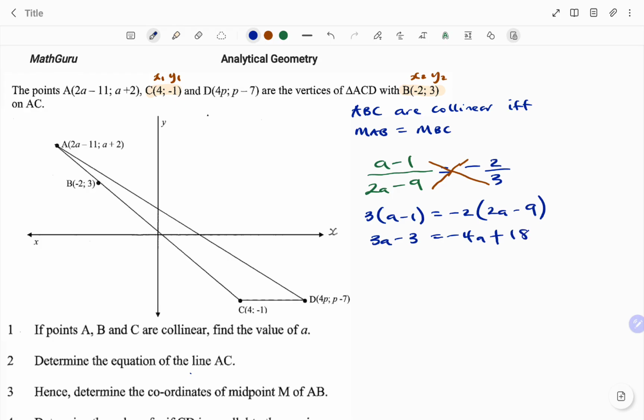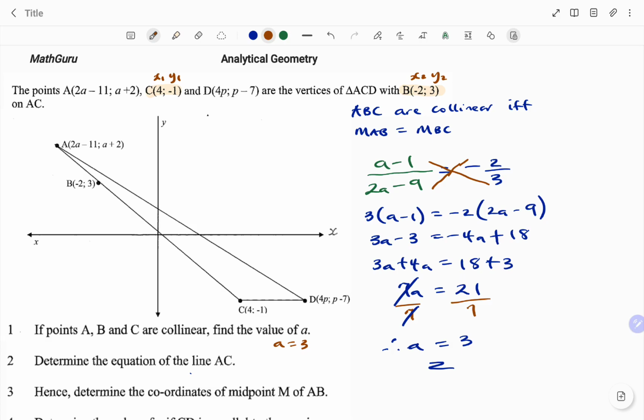And collecting like terms, I have on my left 3a, I move my negative 4a to the left, it becomes positive 4a, equals, then I have 18. If I move my negative 3, it becomes a plus: 7a equals 21. And to find a, I'm going to divide both sides by 7. 7 over 7 is 1. So therefore a equals 3. So for the first part of the question, the value of a equals 3.